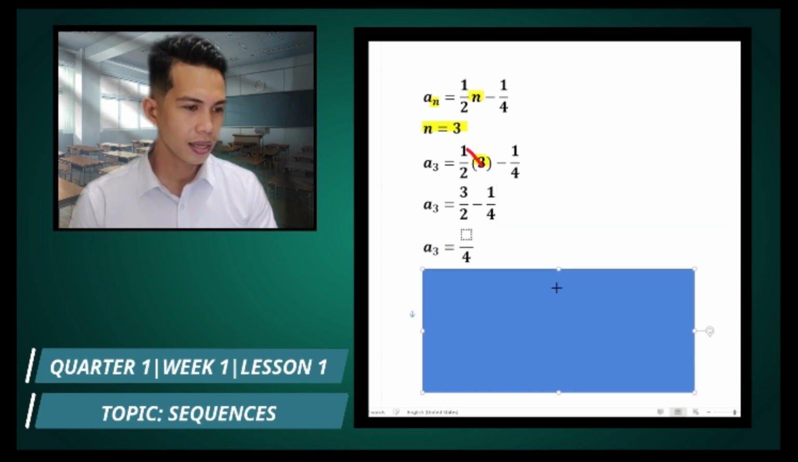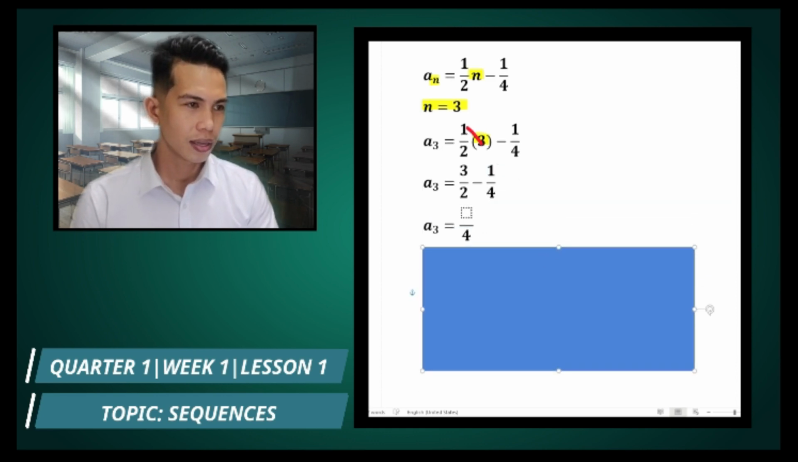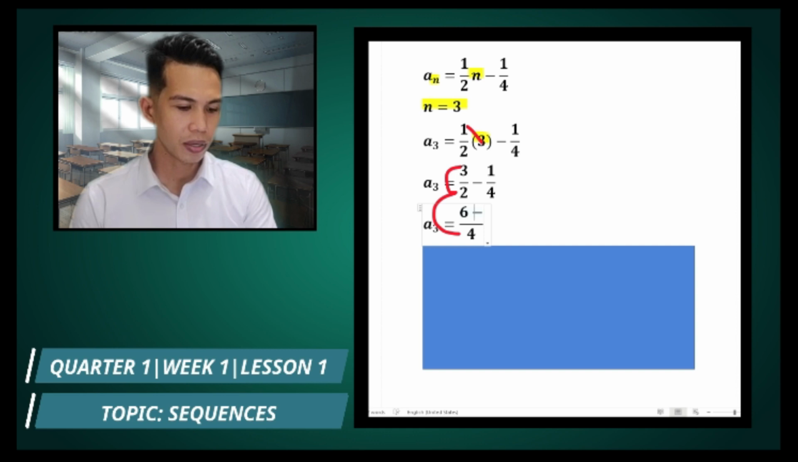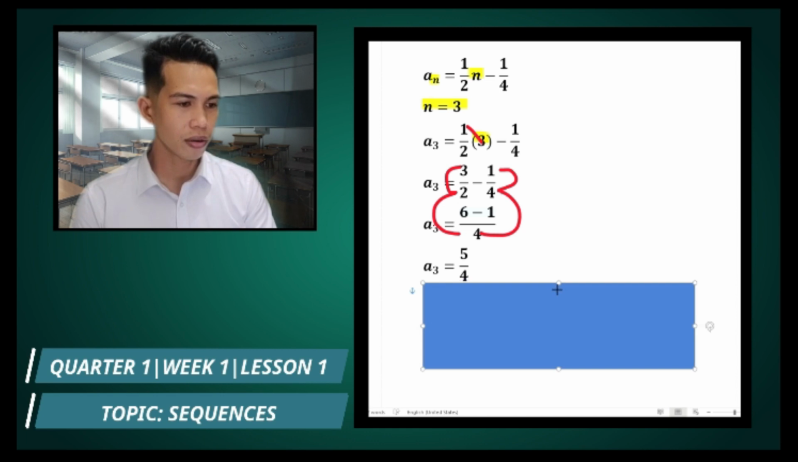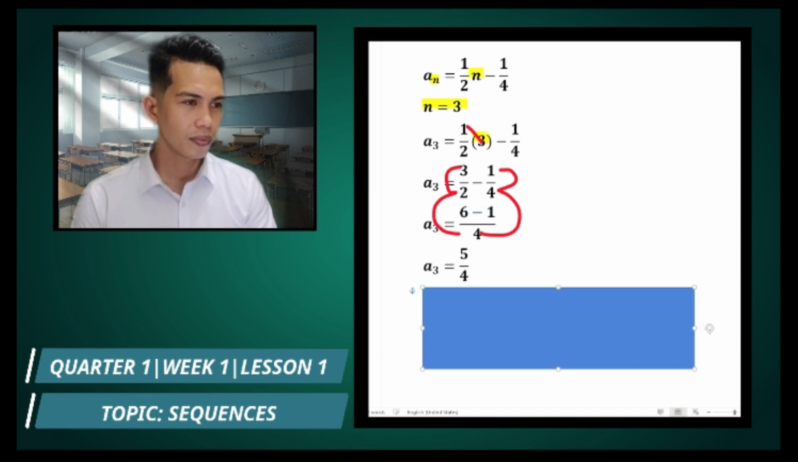Next, find the LCD, which is 4. And then we do the same process. 4 divided by 2, we have 2 times 3, we have 6. Minus the same process. 4 divided by 4 is 1 times 1, we have 1. Now we have 6 minus 1, which is 5 over 4. Therefore, our third term is 5 over 4.